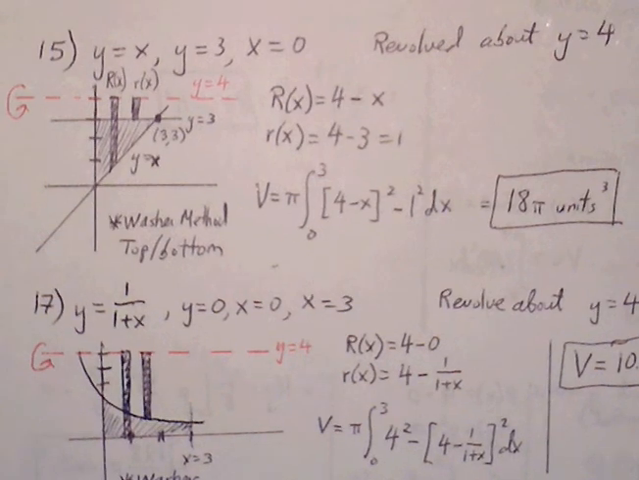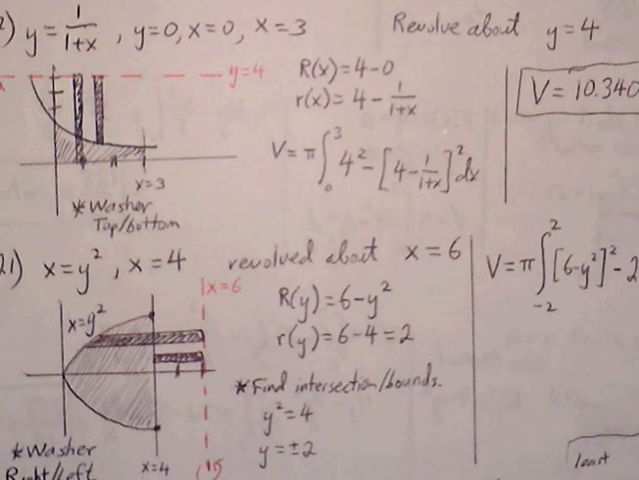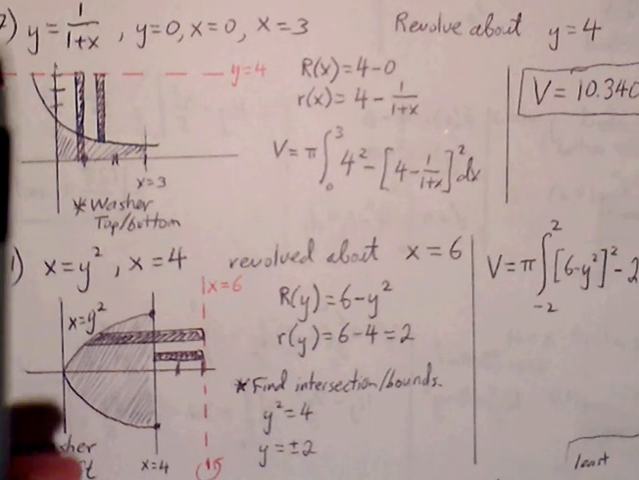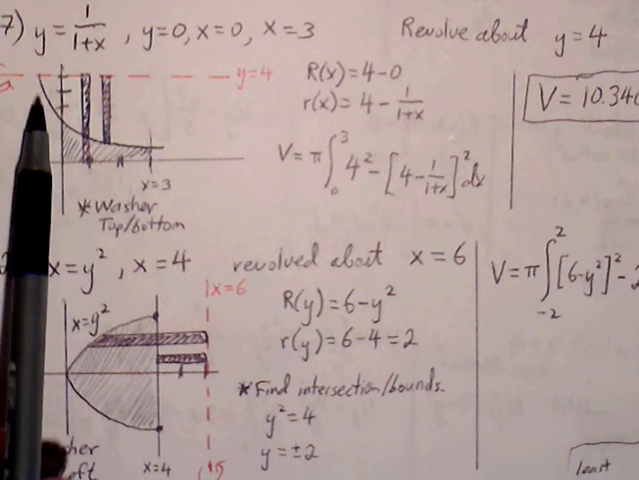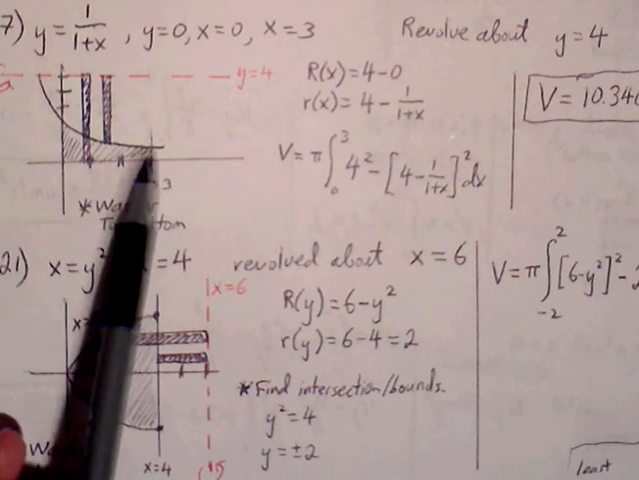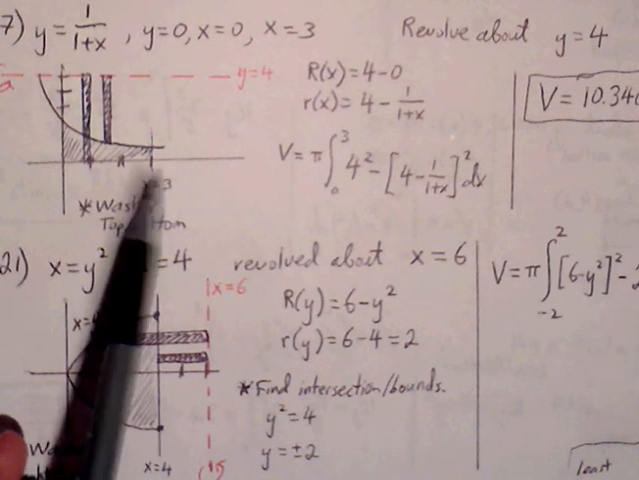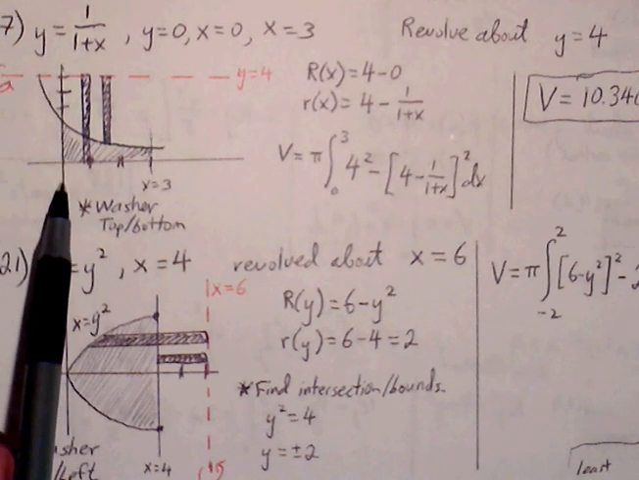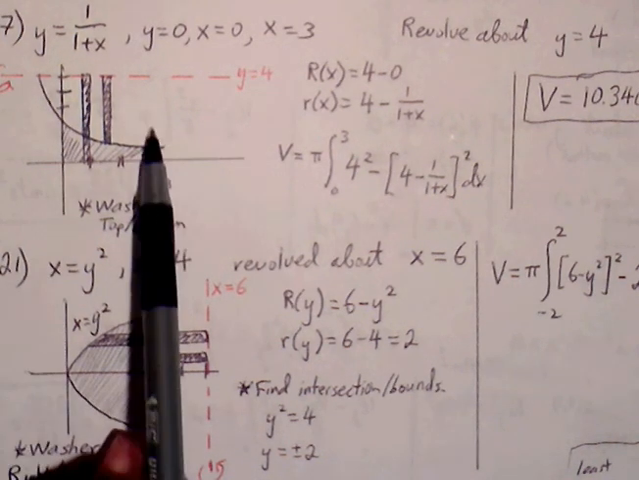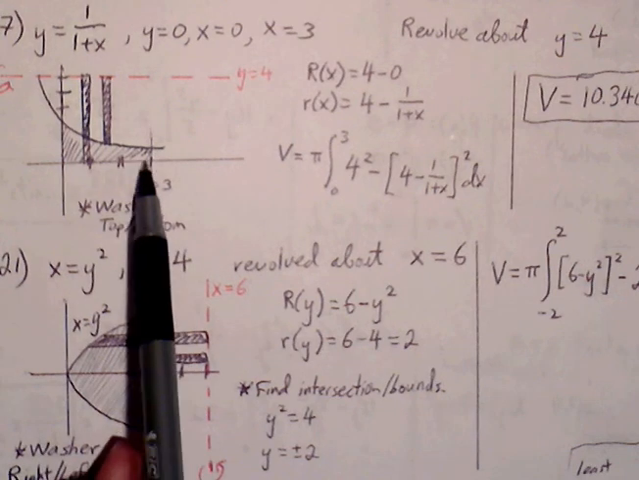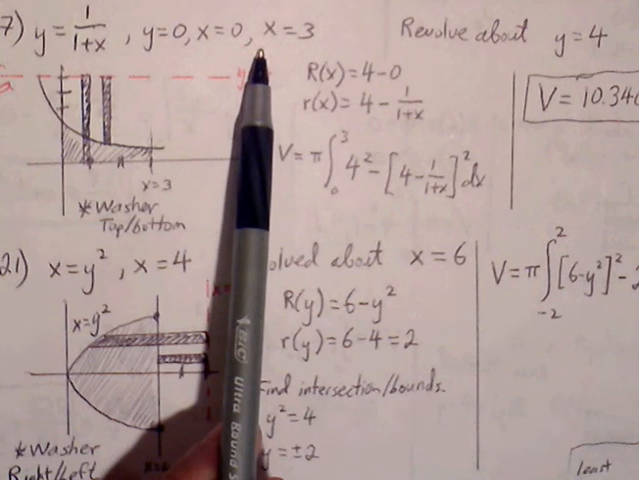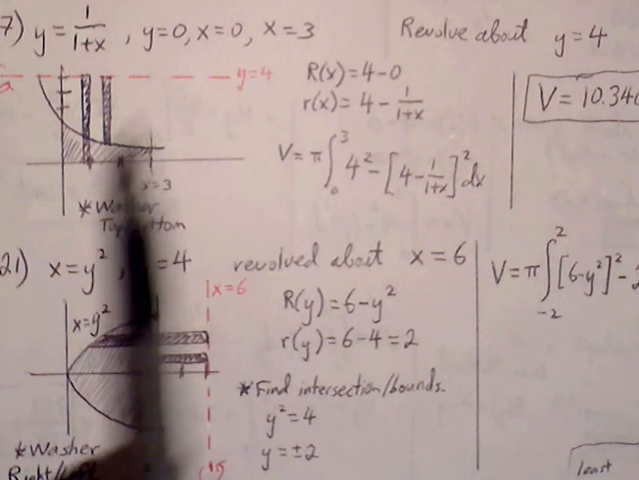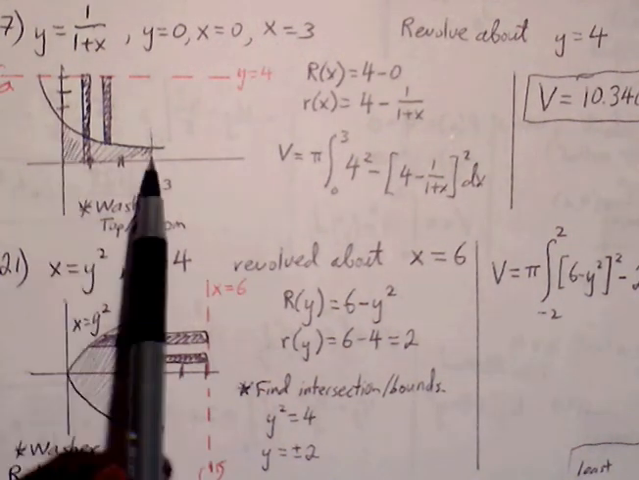Okay, number 17, we have our shaded region that is created by these 4 graphs. We have y equals 1 over x plus 1, that's this curve here. We have y equals 0, that's the x-axis. We have x equals 0, that's the vertical line, the y-axis. And then we have x equals 3, another vertical line here. All these 4 graphs and lines have to contribute as boundaries for your shaded region. So here's our shaded region that's created.